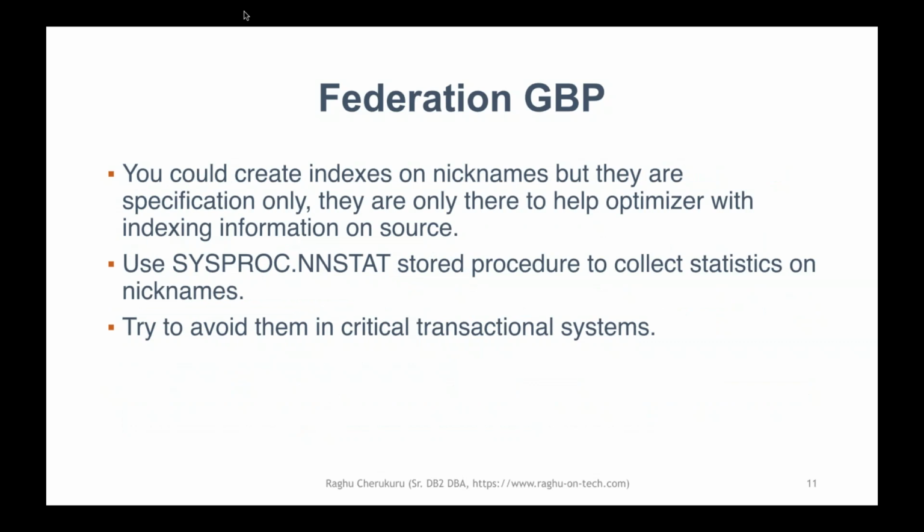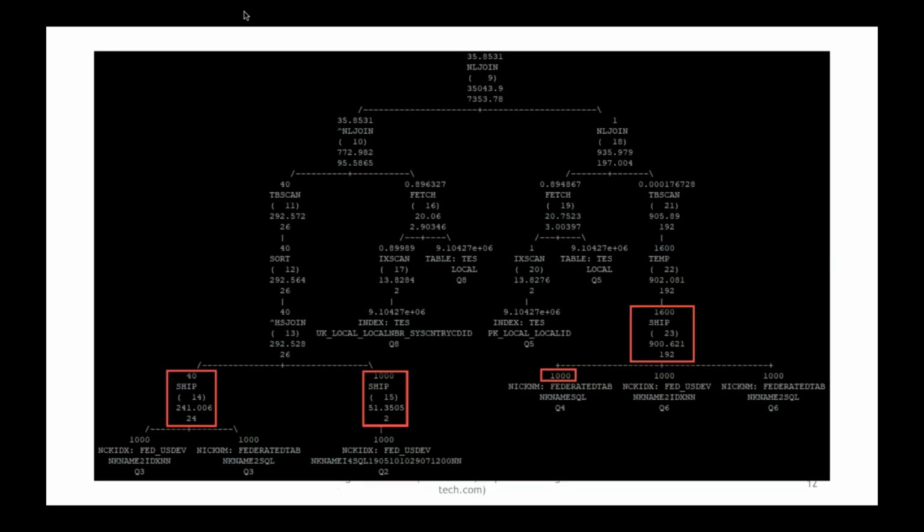So you could create indexes on nicknames, but they're not actually materialized locally. They're just a specification. They act as a hint to the optimizer: hey, these indexes exist on the source side. At the same time, you could update the runstats on the nicknames by using the SYSPROC.NNSTAT stored procedure. Try to avoid them in critical transactional systems.